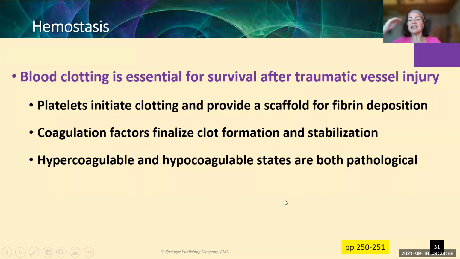And then if any of these parts is not working right, or working too well, we get hypercoagulable states. We're making too many clots and occluding blood flow. That's a problem. And the opposite is also a problem. If we're not making enough blood clot, hypocoagulable states, then people are just bleeding more than they should be. And so both of these problems are pathological.